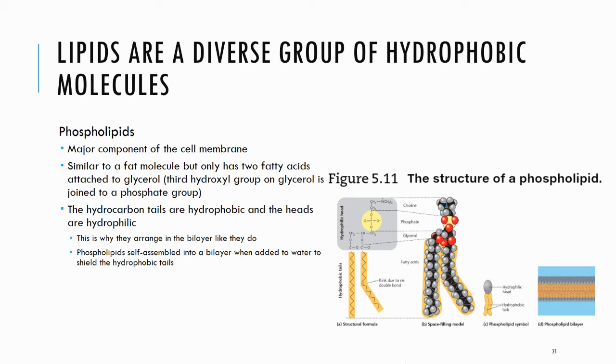And because of that is why they arrange in a bilayer. So we have the hydrophilic region on the outside and inside of the cell, and the hydrophobic region trapped in between that. When added to water, phospholipids do self-assemble into a bilayer simply because of that hydrophobic and hydrophilic property.